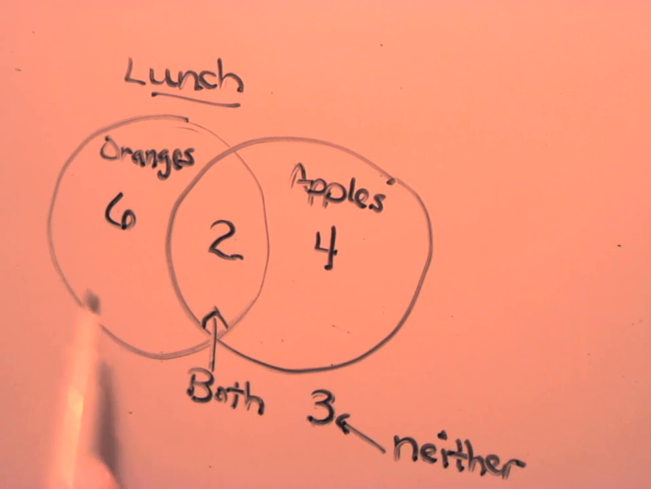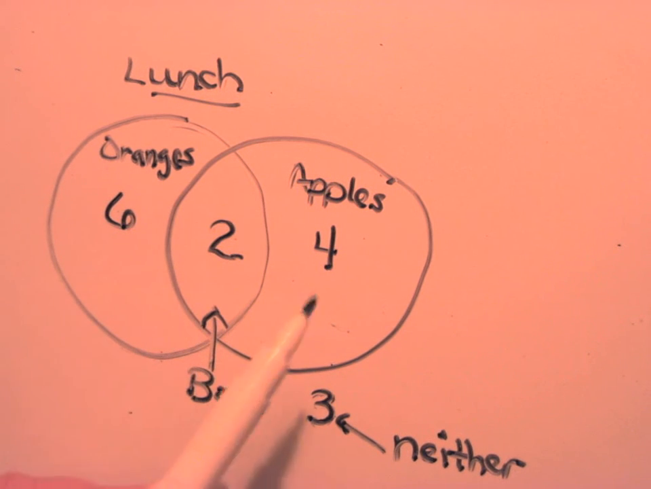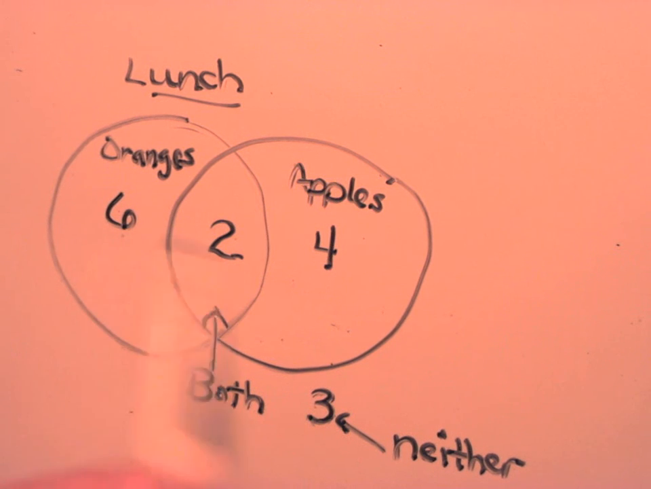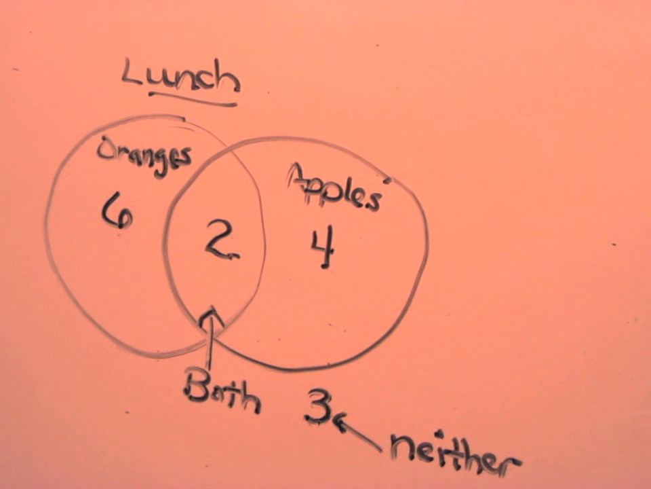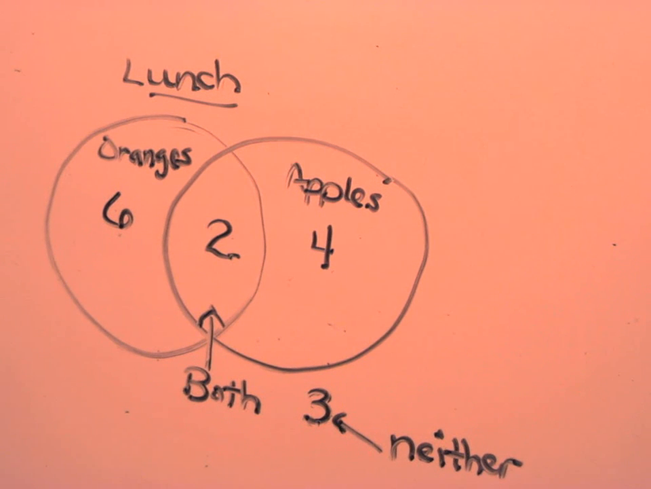So now what we're going to look at is, well, how many students are there all together? We can tell how many students there are all together by adding up the numbers that are inside and outside our Venn diagram. So we have 6 and 4 is 10, plus 2 more is 12, plus 3 more is 15. So we had 15 students that we surveyed about their lunches. 6 had oranges, 4 had apples, 2 had both oranges and apples, and 3 had neither. Okay, that's how we use a Venn diagram with numbers and in our math. And that's a little bit about our investigation review for today.